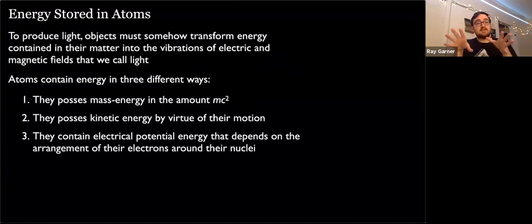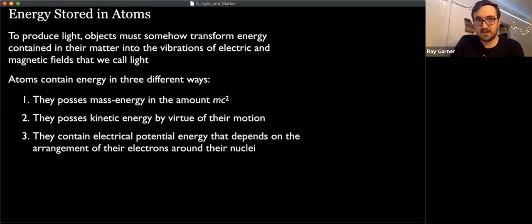Note that even solids will have some kinetic energy in their atoms because they're still jiggling in place. They're not zooming around, but they're just kind of jiggling there. They'll have some kinetic energy, although a small amount. But they also contain electrical potential energy that depends on the arrangements of their electrons around their nuclei. And that's the point that we're going to talk about.